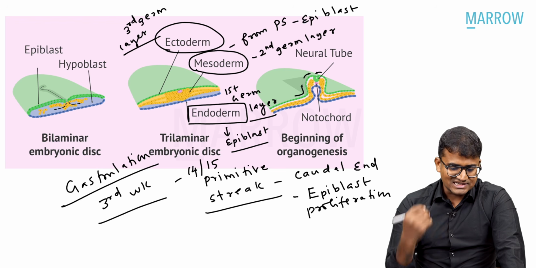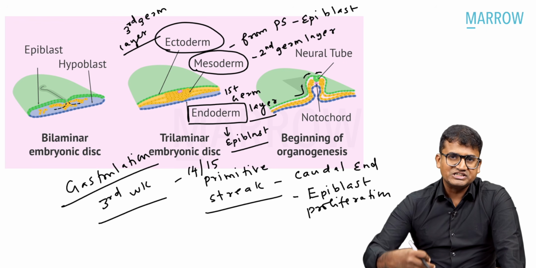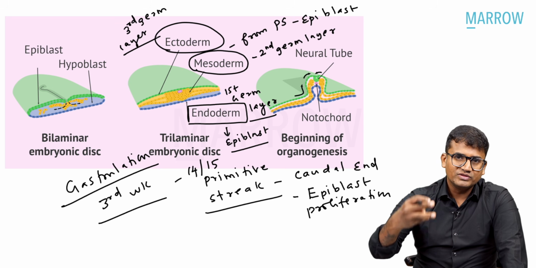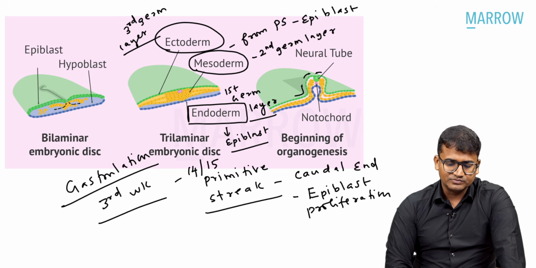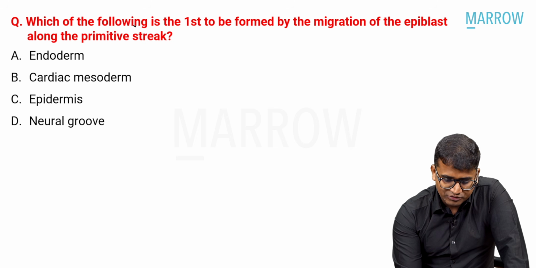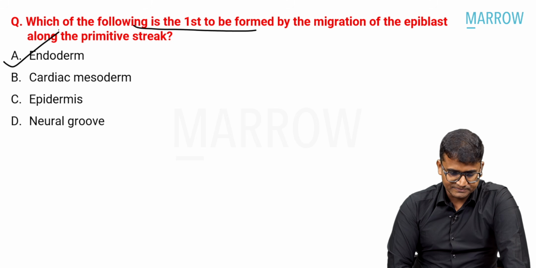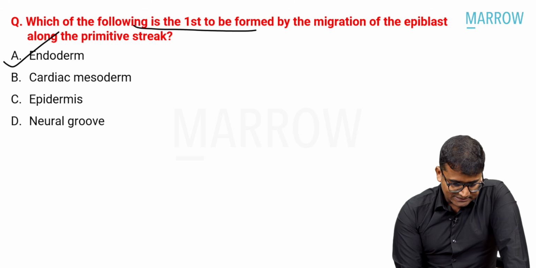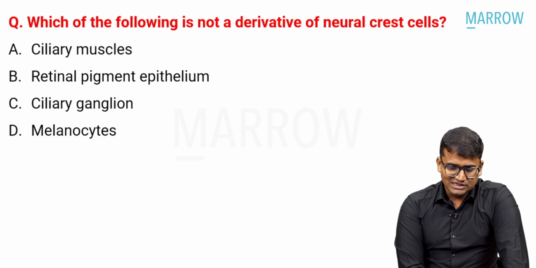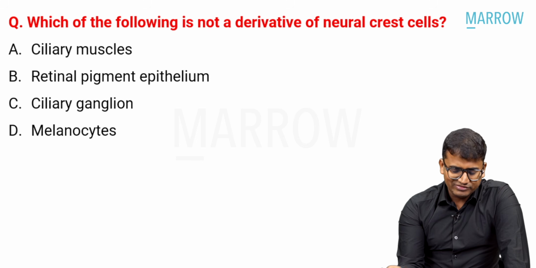Again, in the next INI-CET, they may ask you to arrange the germ layer formation in a sequence: endoderm, mesoderm and ectoderm. In this question they asked what is the first germ layer to develop, that is the endoderm. That is the answer for this question. Right. Now, next question: which of the following is not a derivative of the neural crest cells? Now, they gave a theory question.